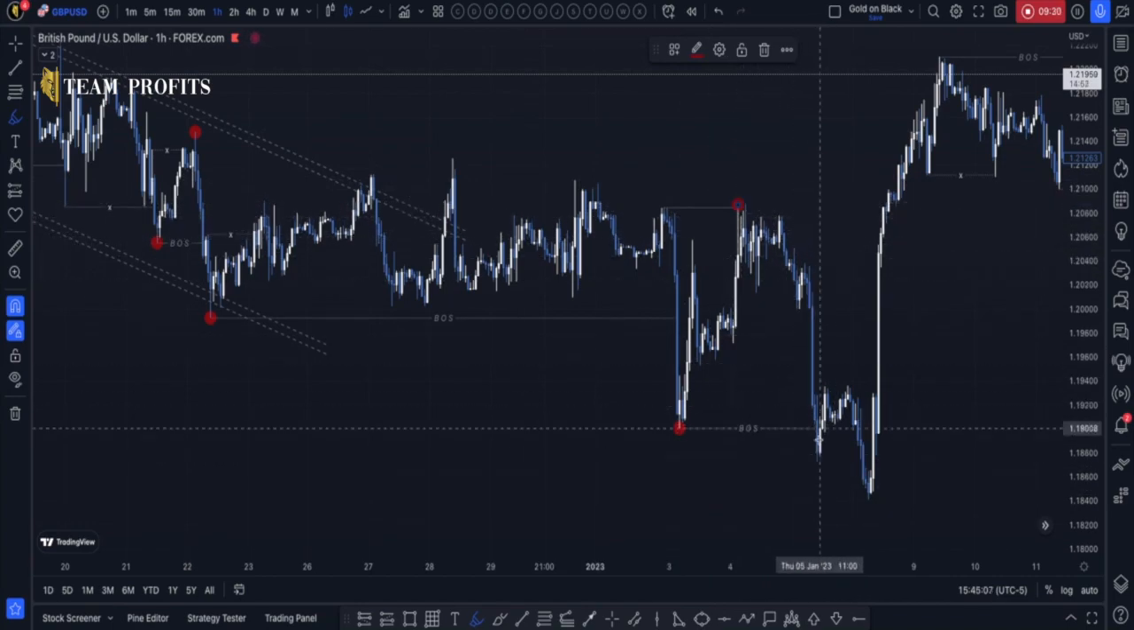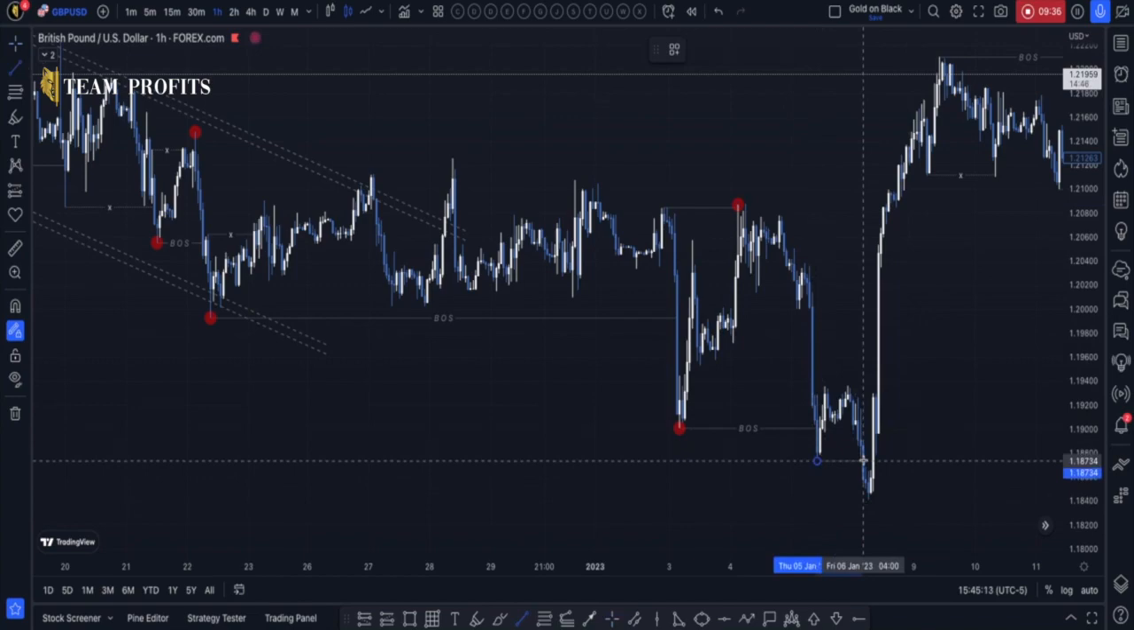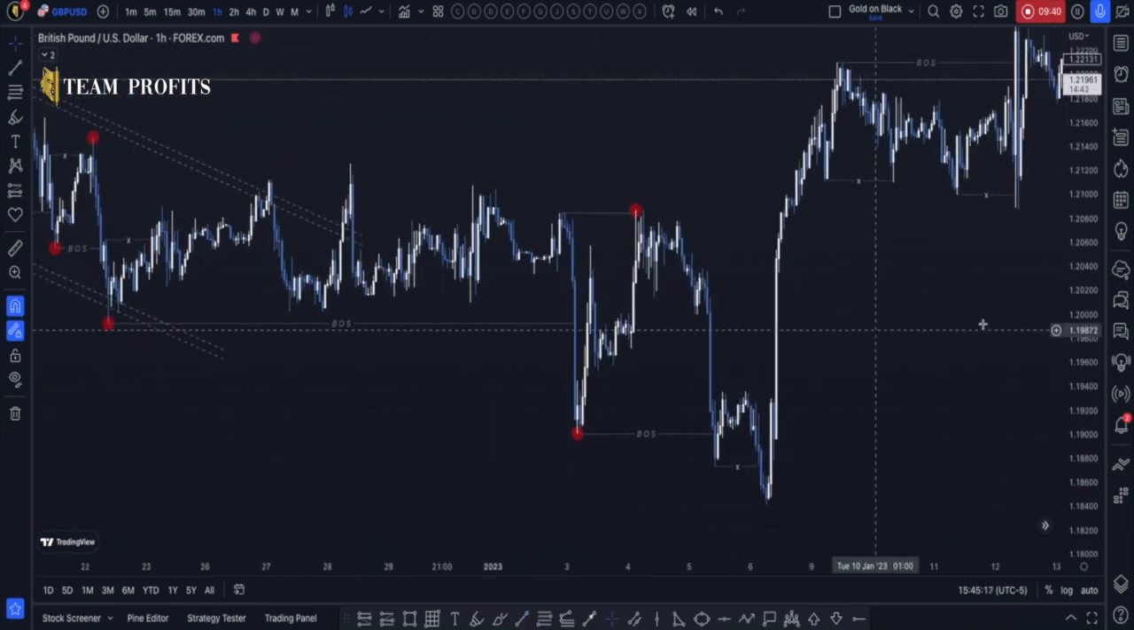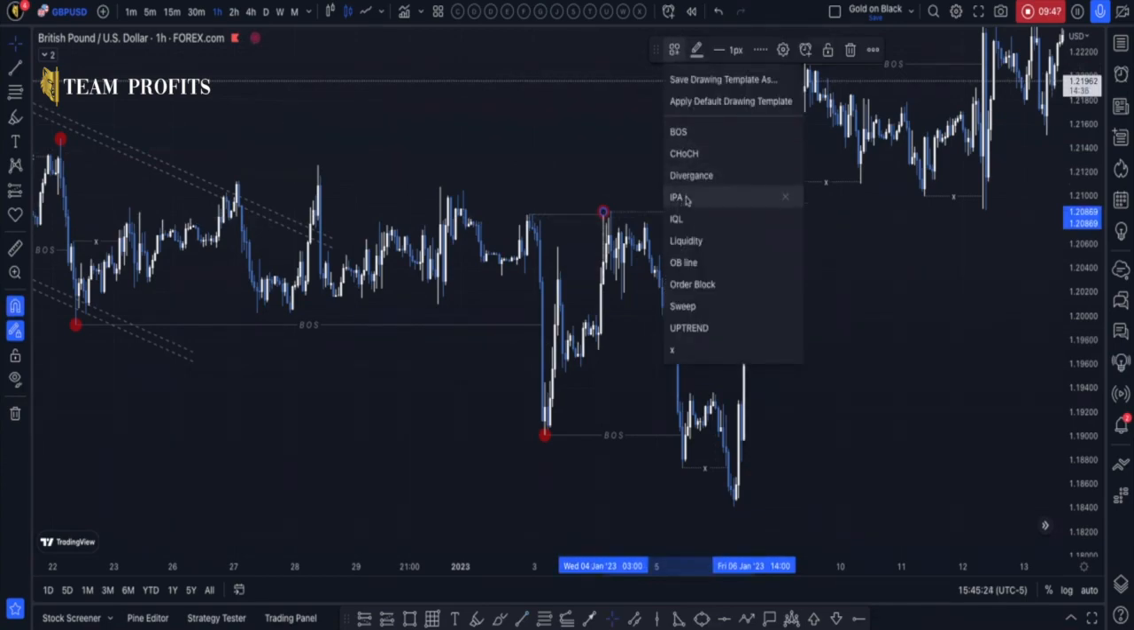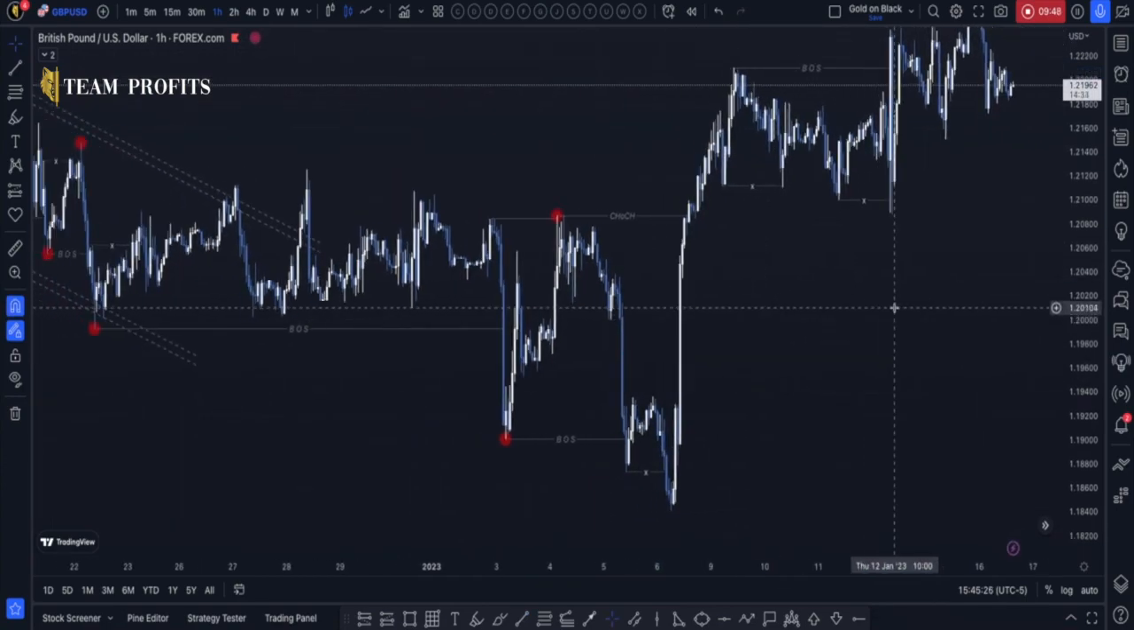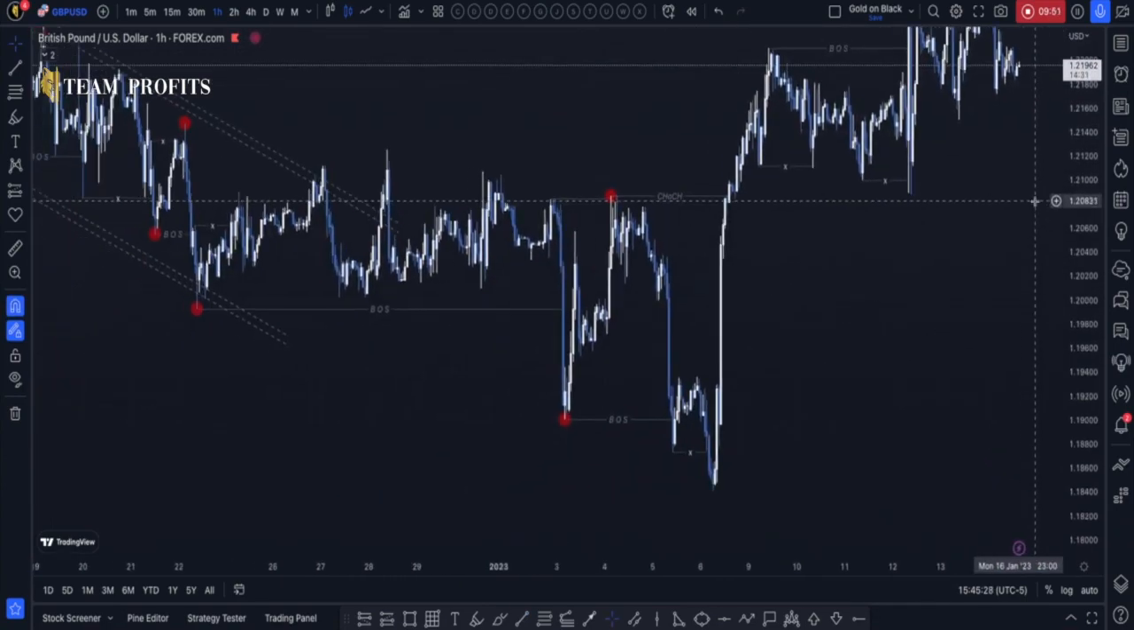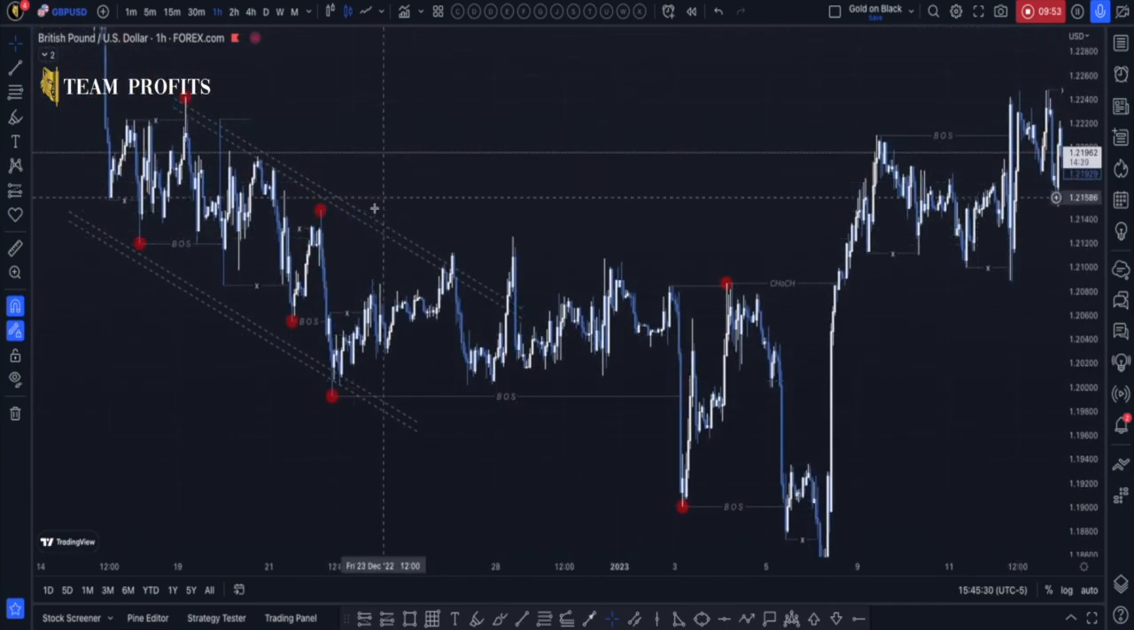Why? Because it's breaking now to the downside, that is structure. This is not a BOS either. So far as I can see, that's an inducement. So that means my change of character would now happen somewhere here. And did it happen? It did happen, and it looks like the market wants to go up now. You see what I mean? So this little drawing that you did here now makes sense, right?